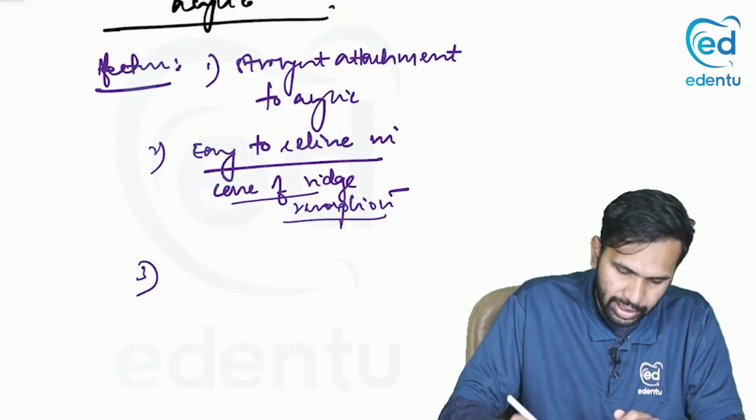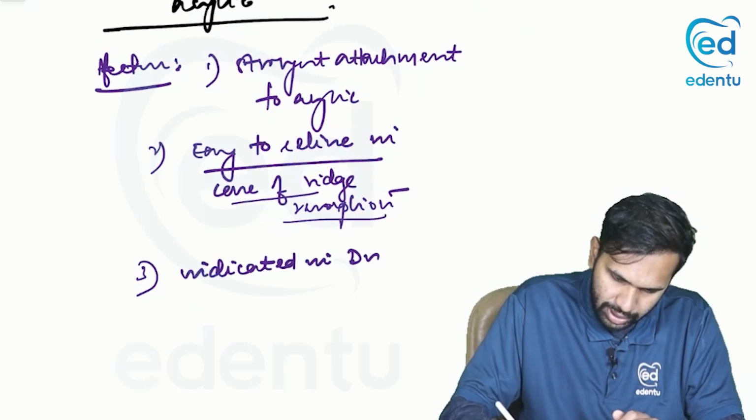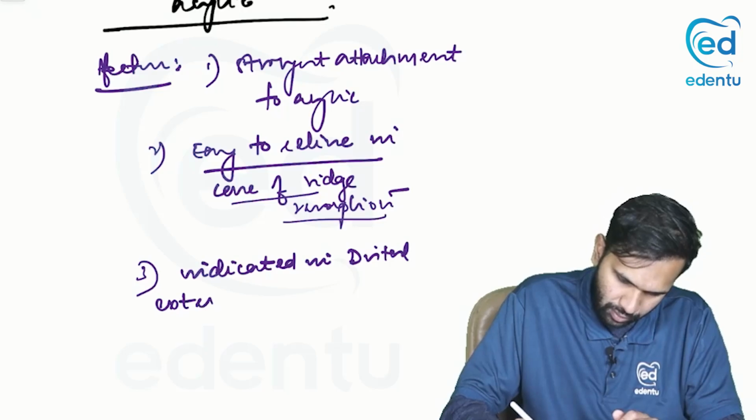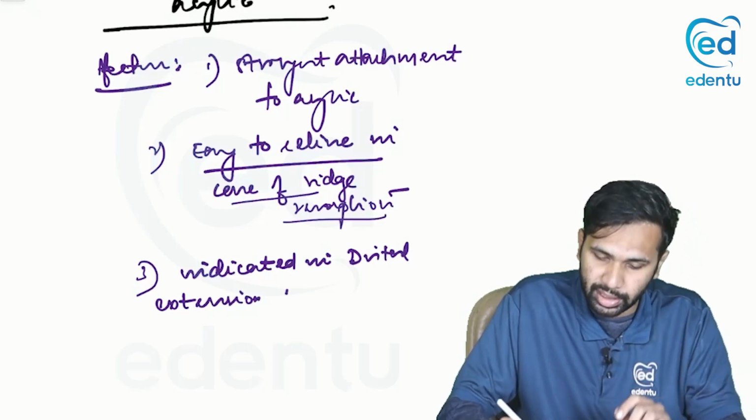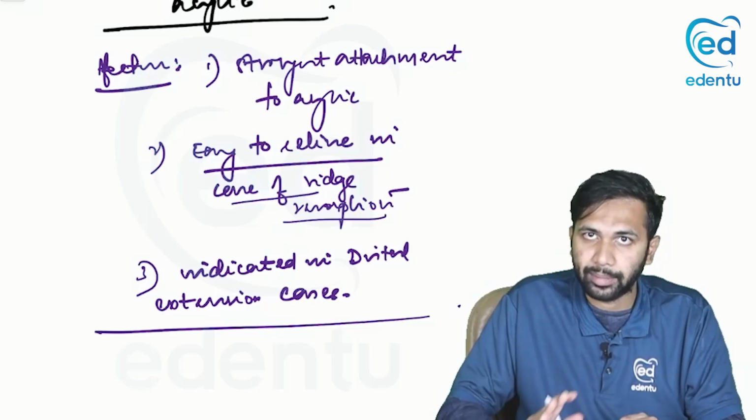And lastly, it is mainly indicated in your distal extension cases. Kennedy's class 1 or class 2 types, distal extension cases. This lattice work or loop ladder type.